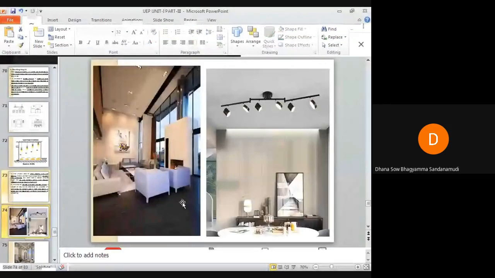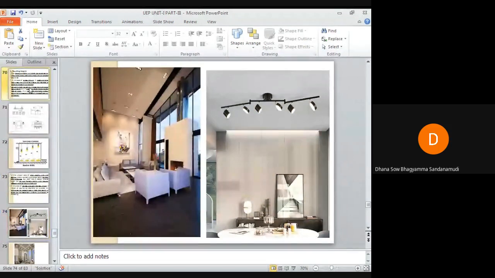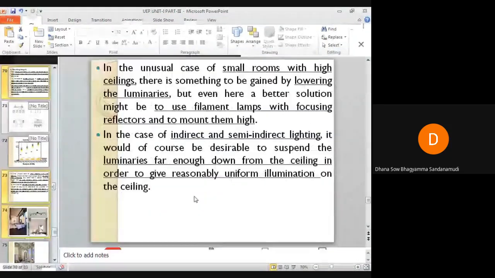You can see here in this diagram, the luminaries are not hanging, but they are fixed to the ceiling, and they have focusing reflectors. You can see the reflectors here, with a diffusing glass in front of it, in this image. So if the room is a smaller room with a high ceiling and I'm using direct lighting, then I must use focusing reflectors in order to illuminate the room. So this is it.